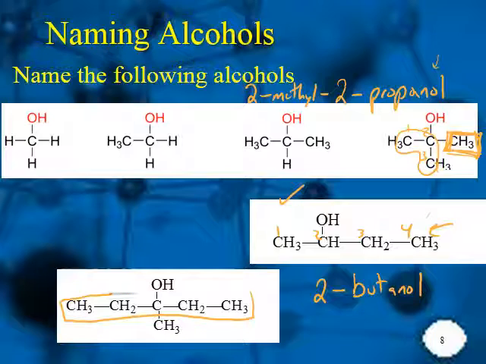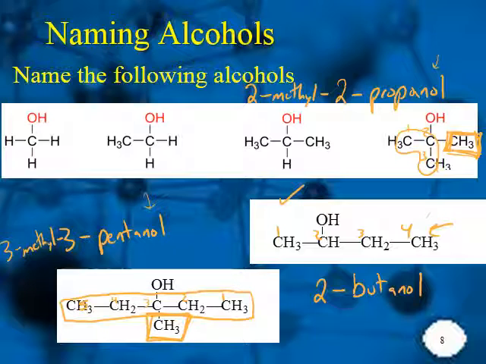Okay, last one. Let's see, that appears to be my main chain. So 1, 2, 3, 4, 5. So I have a pentanol. Doesn't really matter which way I label it. Now I need to give a location of the alcohol, so it looks like it's a 3-pentanol. And I also have another substituent group as a 3-methyl.